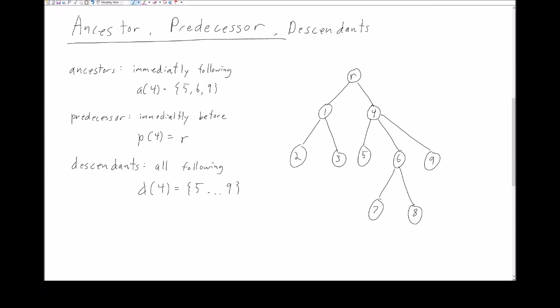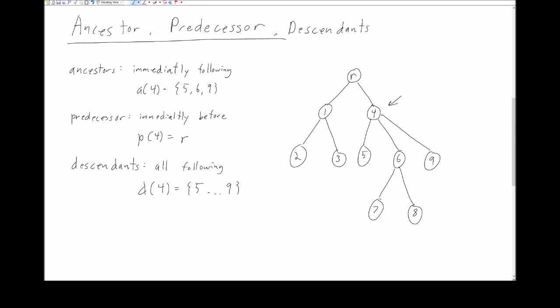When talking about rooted trees, we gain a new set of dynamics. There's a sense that the tree moves from the top, the root, down progressively through the nodes. This gives rise to a lot of different structures. First, we'll focus on ancestors, predecessors, and descendants. We'll focus on a particular node in our tree, 4.